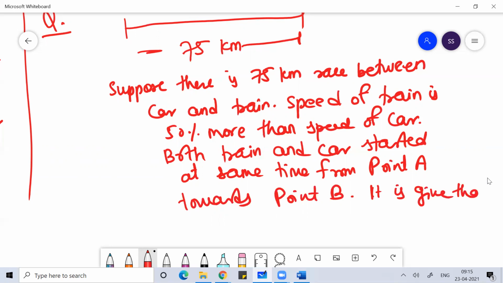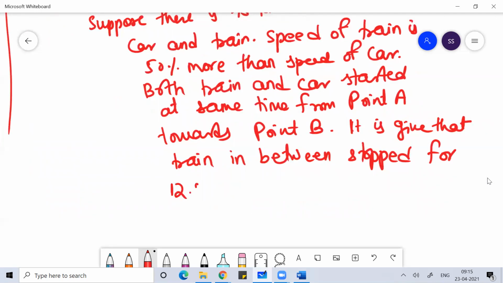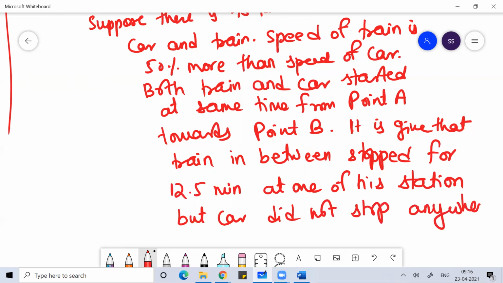It is given that the train in between stopped for 12.5 minutes at one of the stations, but the car never stopped. The car did not stop anywhere.